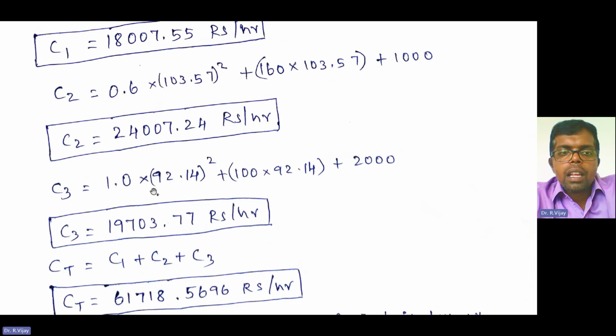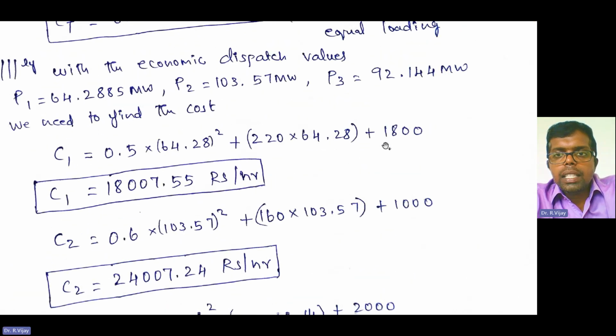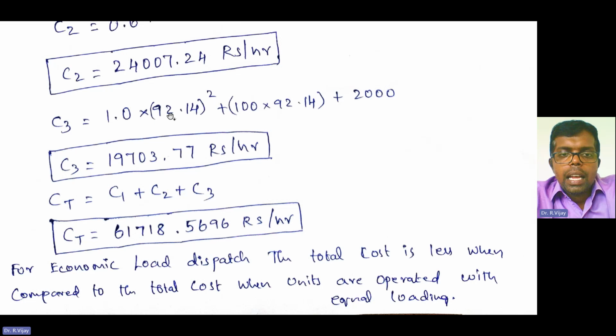Similarly, for cost 3, in the cost equation we are substituting P3 as 92.144 megawatt. Here we are substituting in the cost 3 equation and simplifying, we are getting 19703.77 rupees per hour. The total cost we are calculating as C1 plus C2 plus C3. Here we are getting 61,718.5696 rupees per hour as the total cost for the economic load dispatch value.